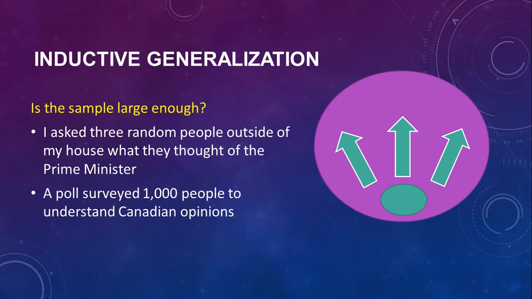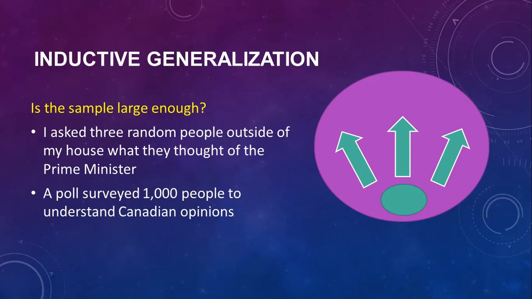One is, is the sample large enough? So if you say, I asked 3 random people outside my house what they thought of the Prime Minister, and they all said he was great, therefore all of Canada thinks the Prime Minister is great, that wasn't a very good inductive generalization, right? Because your sample was 3 people and you're trying to make an inference about 40 million people.